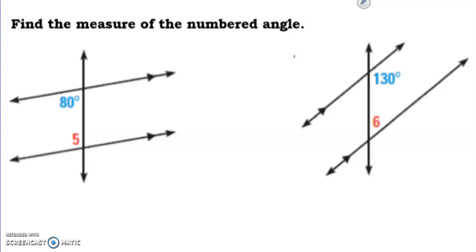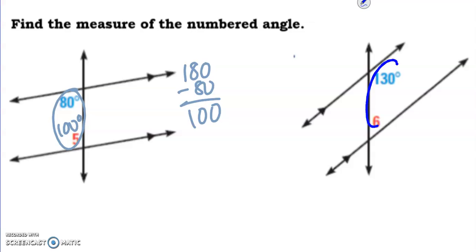So for example, these same side interior angles add up to 180. So 180 minus that 80 degree angle means that the measure of angle 5 is 100 degrees. Over here, we know that these are same side interior angles, so they're going to add up to 180 degrees. They're supplementary. So 180 minus 130 is 50 degrees for the measure of angle 6.